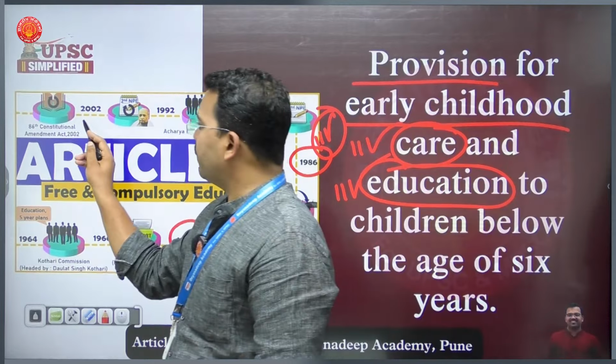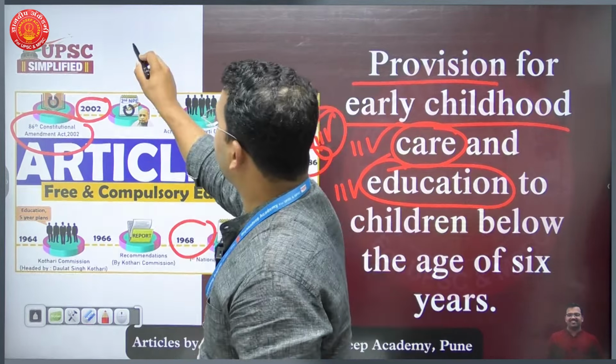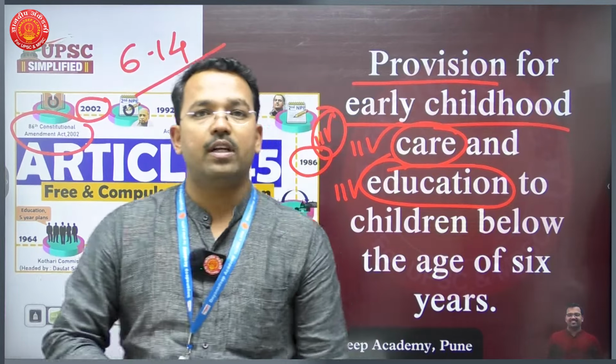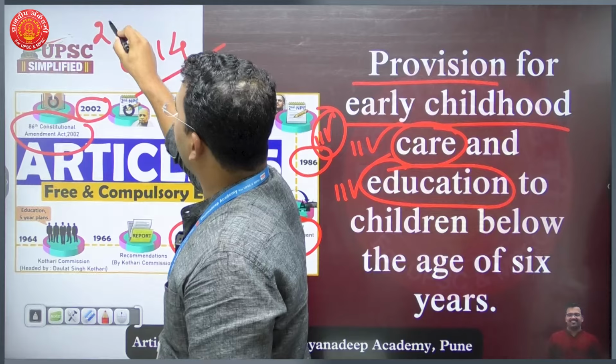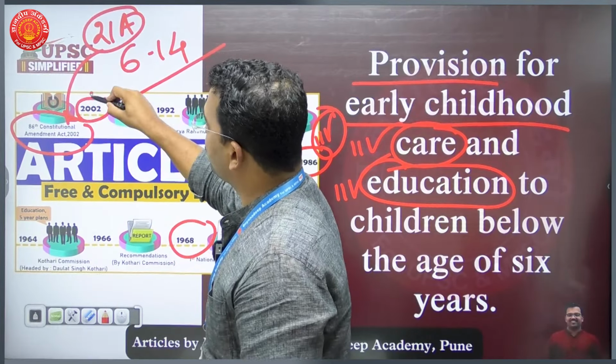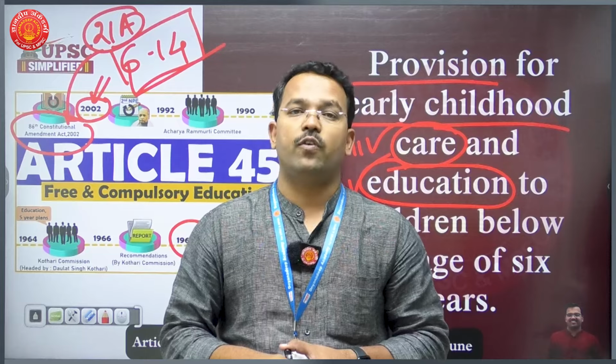And the most important act was the 86th Amendment Act of 2002, which made the right to education a fundamental right for the children between the age of 6 to 14 years. It has been said that education given between the age of 6 to 14 years is elementary education. So Article 21A was added into the Indian Constitution by the 86th Amendment Act of 2002, and it made elementary education a fundamental right for the children between the age of 6 to 14 years.